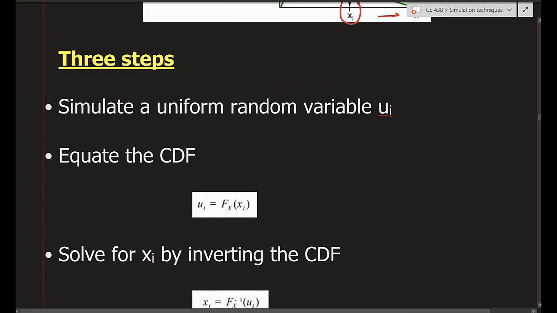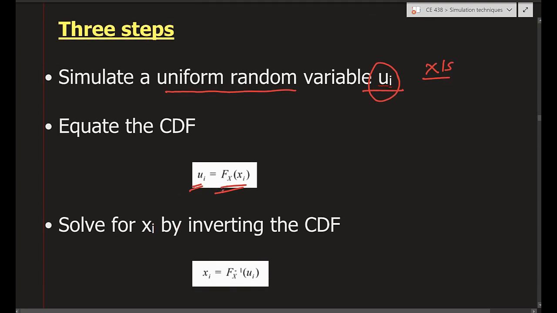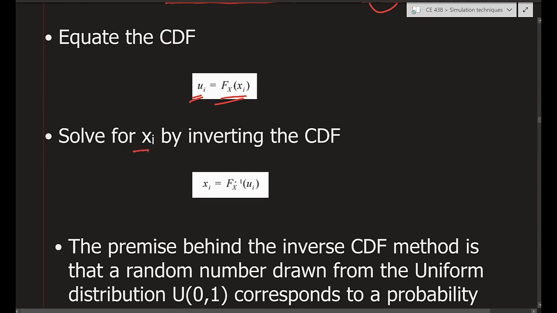So basically this has 3 steps. In the first step, you have to simulate a random variable ui using Excel or whatever computer program you have. Using that, you generate a random number ui, and then equate this ui to the CDF of that corresponding distribution. Once you equate this, you can invert this function to get the xi value. So basically you solve for xi by inverting the CDF function, F inverse of ui, and that will give you the xi value.